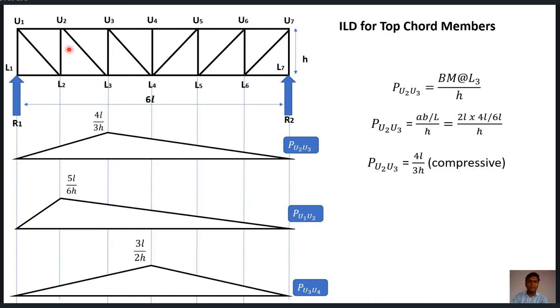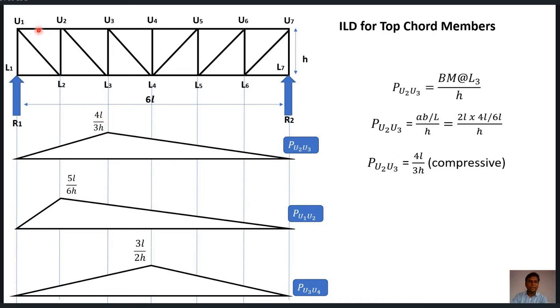The only thing we need to remember is to select the member in the top chord members, and select its opposite joint. At that particular joint, locate the point of maximum ordinate, and to find this ordinate, use just this formula AB by L upon H. You will get the magnitude of this ordinate.